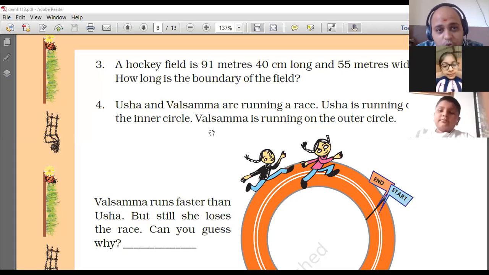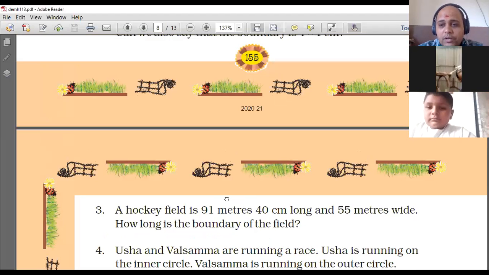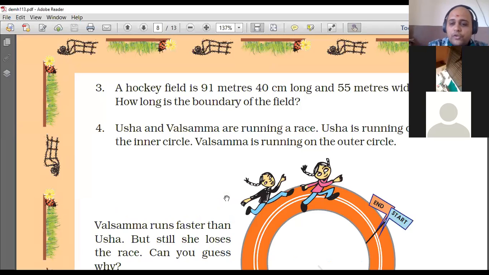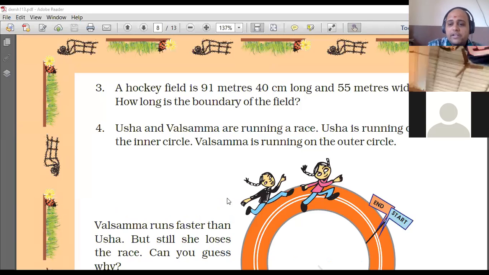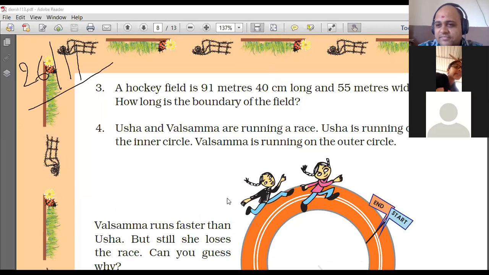So we will go to the textbook, chapter number 13, page number 156, and open up your notebook also. First of all, we will write today's date, 26 November. Come on, everyone, in the textbook also and in your notebook also. Let's do it quickly. Page number 156.